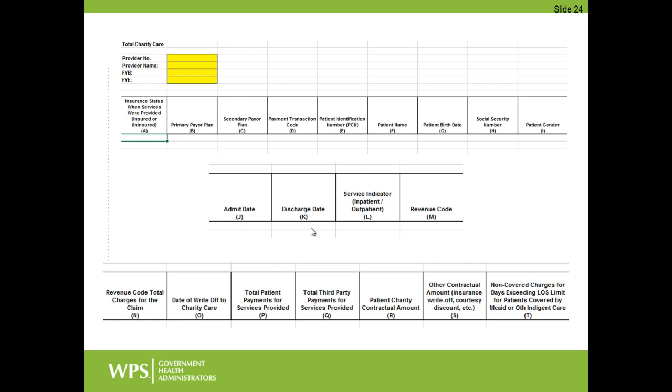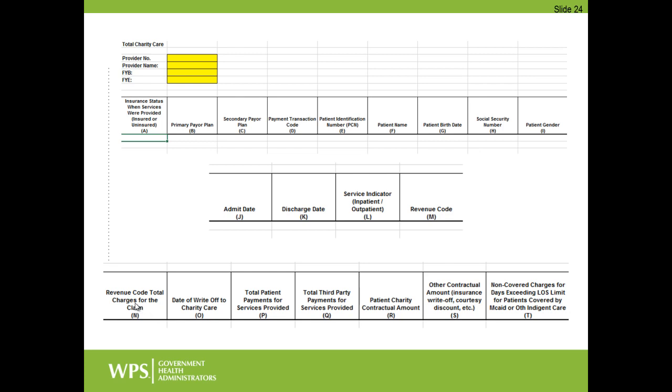Admit date and discharge date, of course, for the claim. Service indicator, is this an inpatient or an outpatient service? Revenue code. Now this will be used in part to identify, was this a professional service, was it a physician service, or was it a hospital service? So we use that in part for that, but also if we want to detail test a particular portion of that claim, we know what to look for.